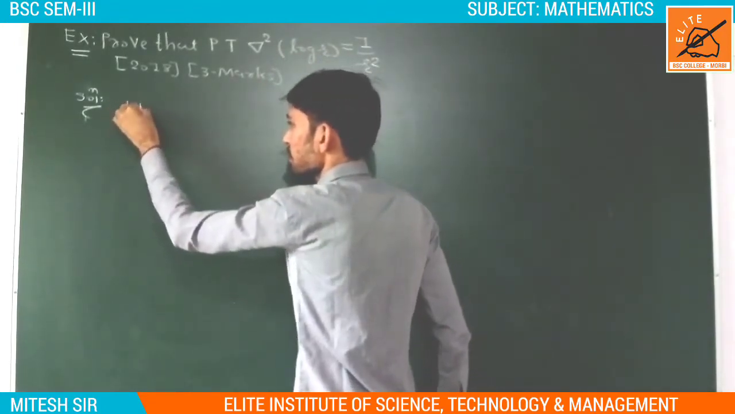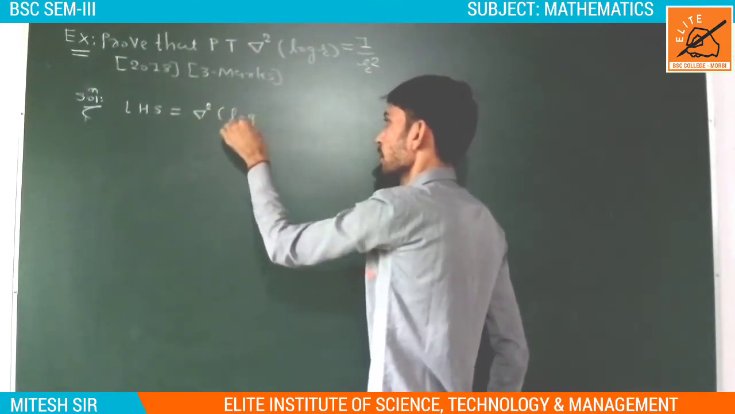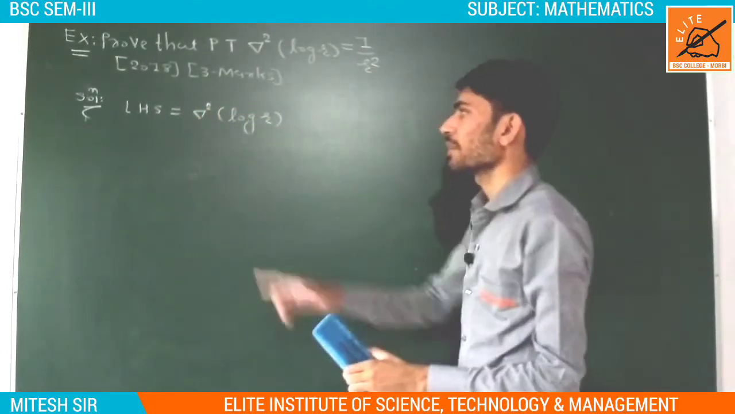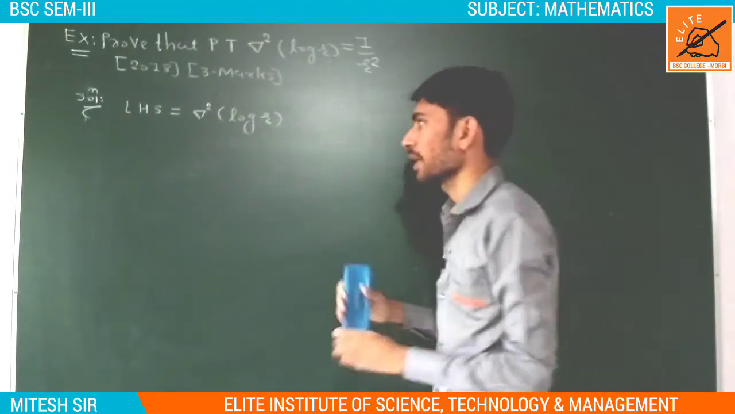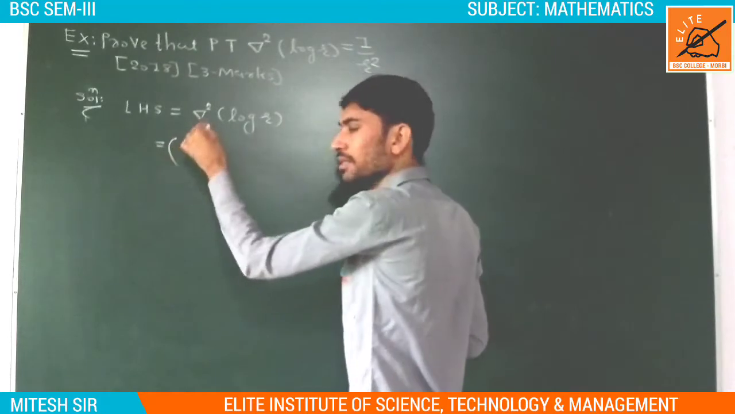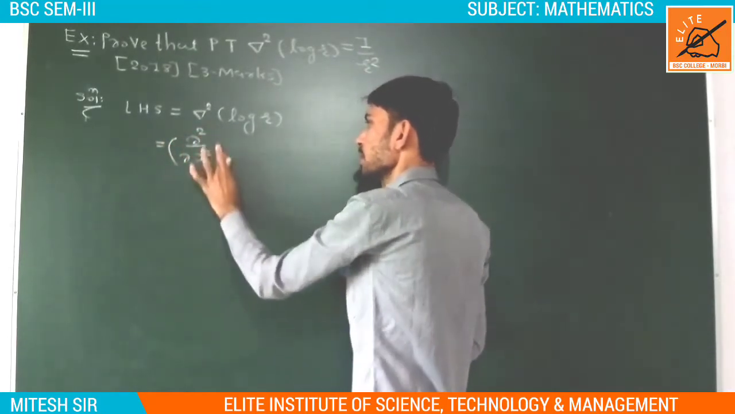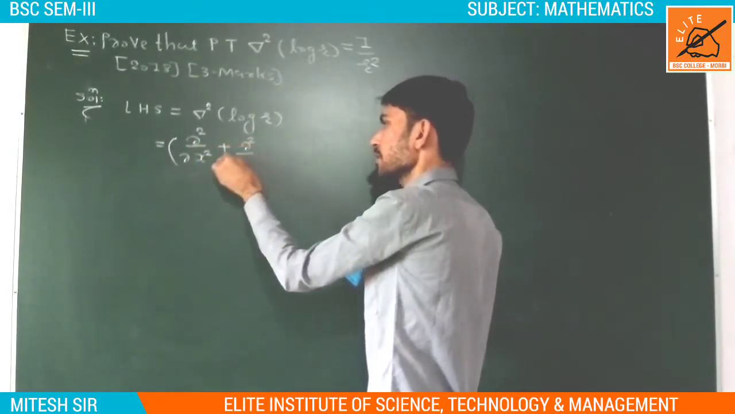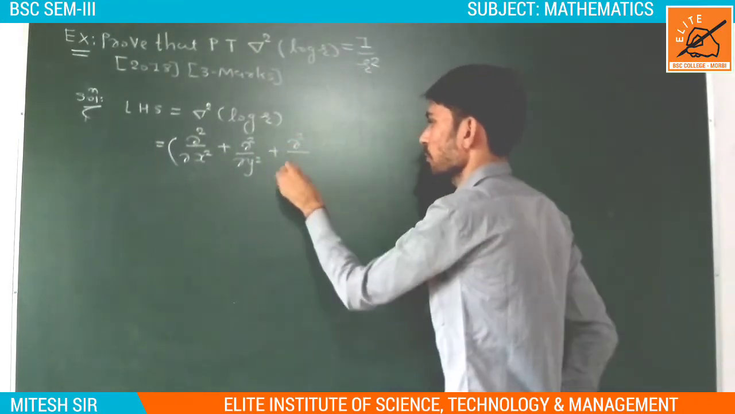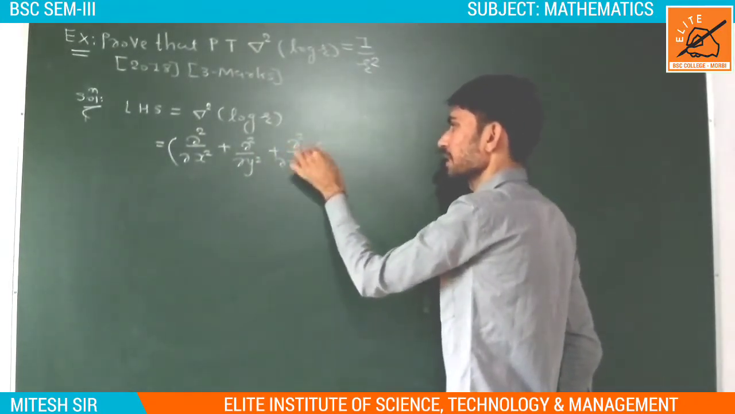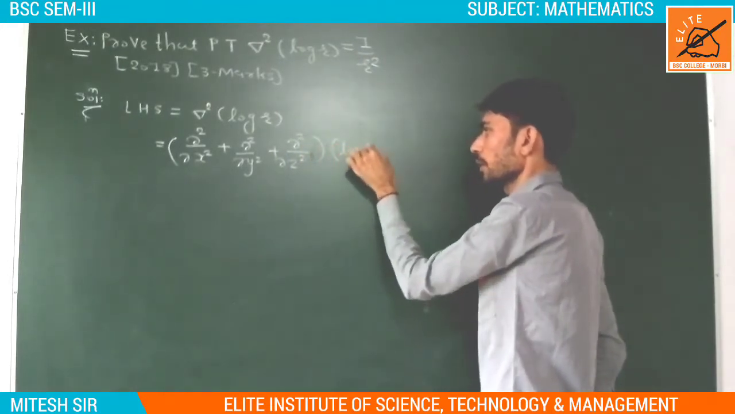So LHS is equal to, we have given nabla square log r. Nabla square denotes the Laplace operator, as we already defined in our earlier lecture. As you know very well, nabla square is nothing but del square upon del x square i cap plus del square upon del y square plus del square upon del z square into log r.